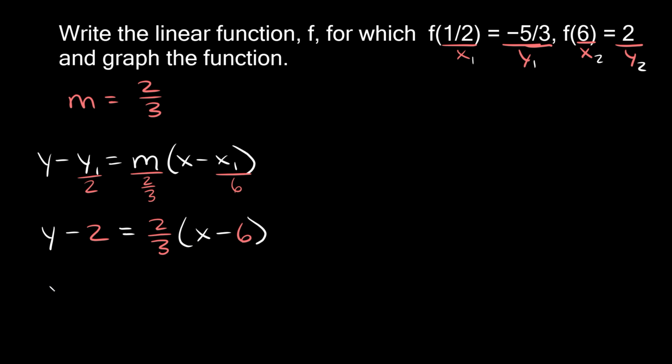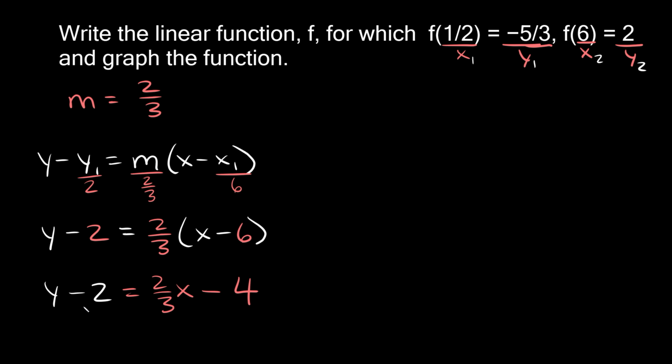There we go. So then here we're going to get y minus 2 is equal to, and then we just distribute this. 2/3 times x minus, and 2/3 times 6, well, 2 times 6 is equal to 12. So we're going to have 12 over 3, which is equal to simply 4. So we'll just write a 4 right there. Okay, now lastly, we need to isolate y, so we can write our linear equation.